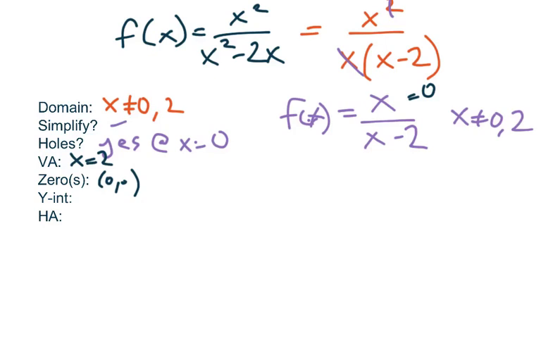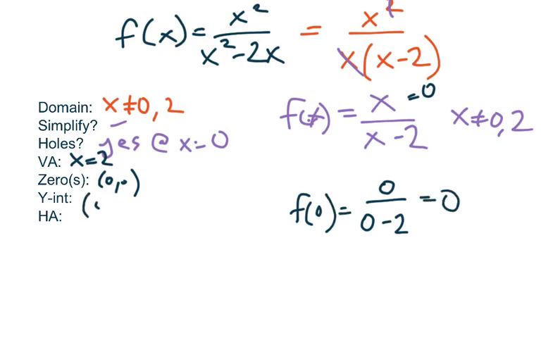Okay, now our y-intercept: you set x equal to 0. So not the numerator, but you set x equal to 0. I end up with 0 over 0 minus 2. That's f of 0, and we get 0. So notice our y-intercept and our zeros are all the same.